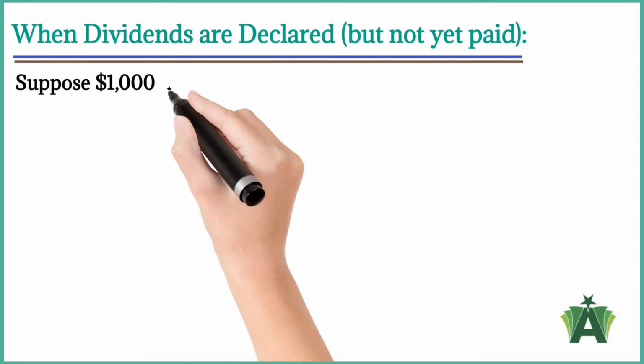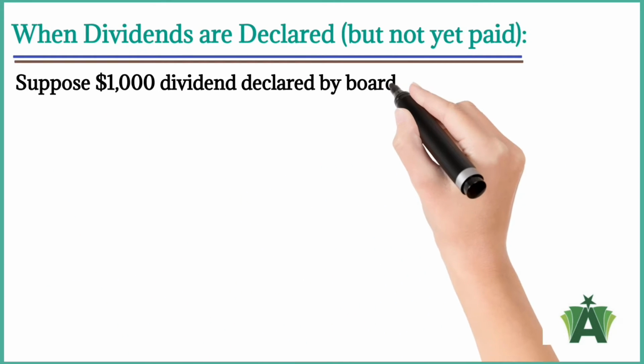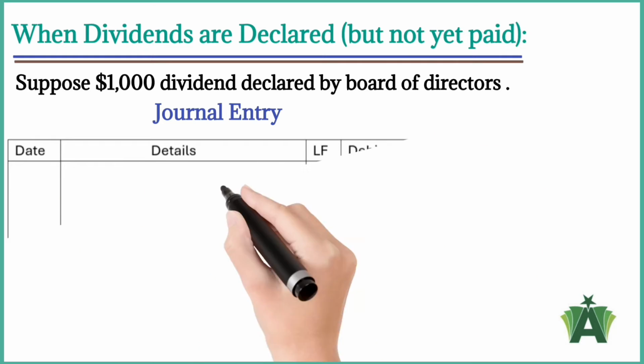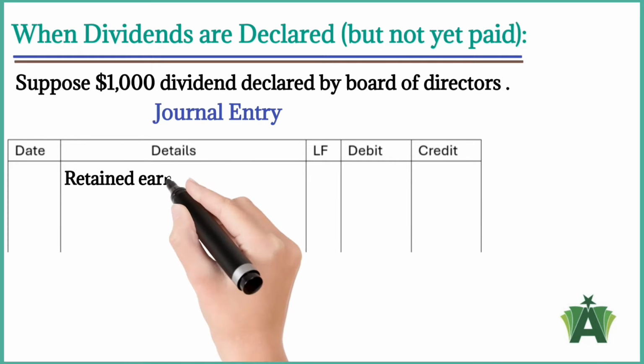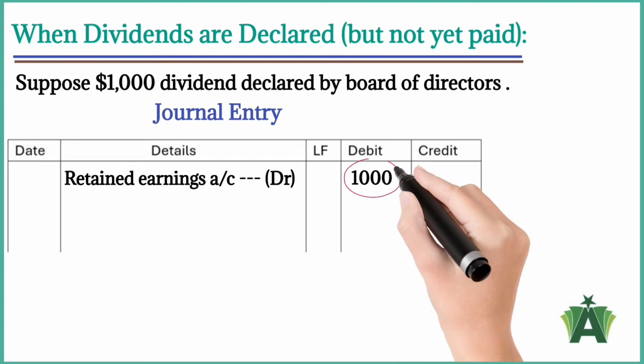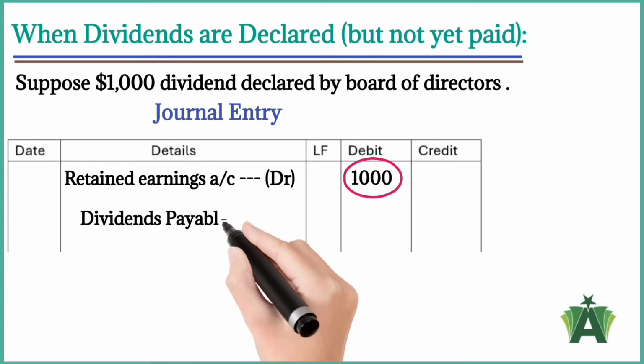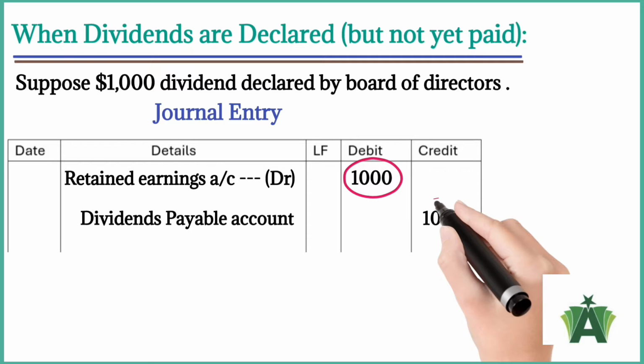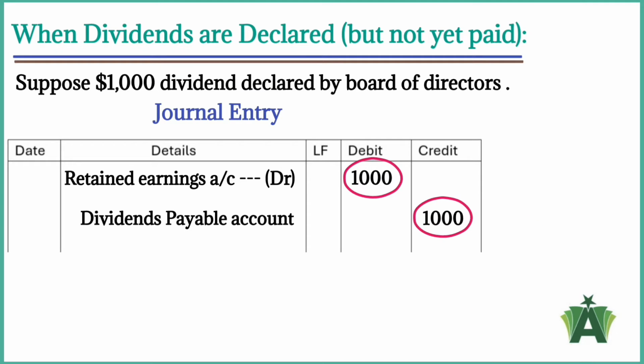Suppose a $1,000 dividend is declared by the Board of Directors. The journal entry will be: retained earnings debit $1,000. Dividends reduce the company's accumulated profits. Dividends payable credit $1,000. The company now owes shareholders, creating a liability.